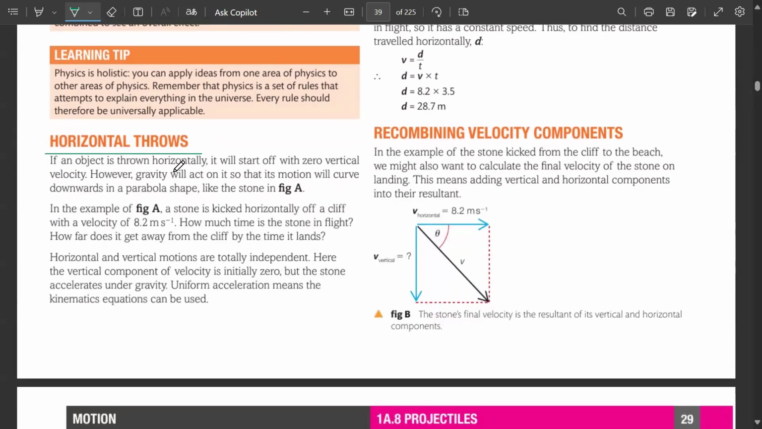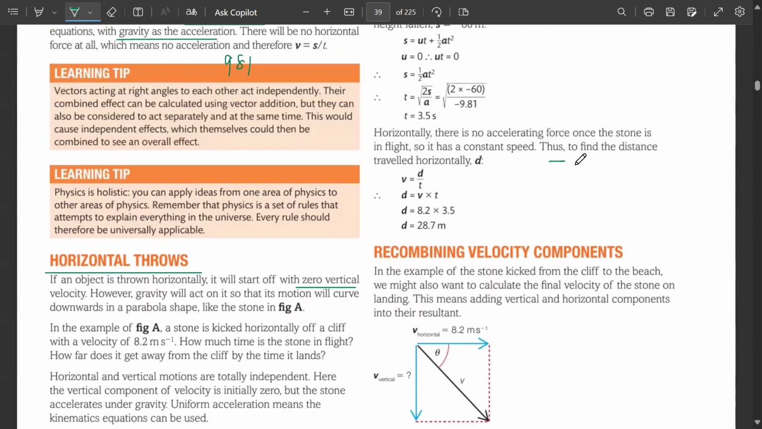Horizontal throws की बात करें, if an object is thrown horizontally, it will start off with zero vertical velocity. याद रखें, हमारे पास ये एक parabolic path है. This is the cliff that you were standing on. At the very start, there will be a horizontal velocity. A horizontal velocity will always be there, but the vertical velocity at the very initial position is always going to be zero, because you never threw the ball downwards. It went downwards afterwards when you threw it horizontally.